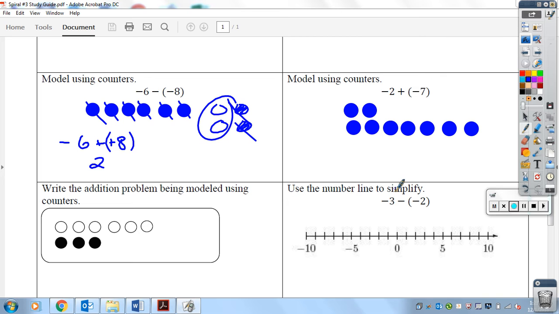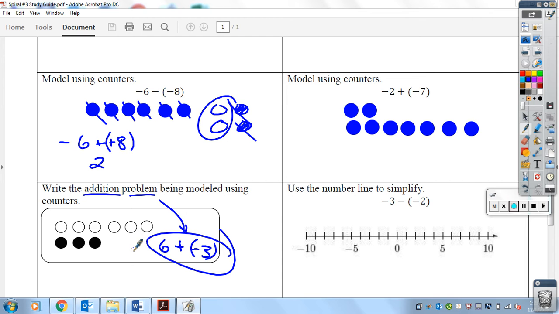Moving down here. It says to write the addition problem being modeled. Now I know it's addition because it says addition. There's 1, 2, 3, 4, 5, 6 positives. I'm going to add to that 3 negatives. It's as simple as 6 plus -3. That's it. It doesn't ask you to evaluate. It doesn't ask you to find the answer. It just says write the problem, which would be 6 plus -3.